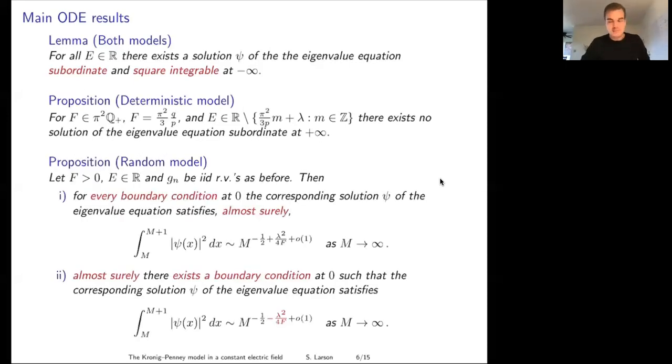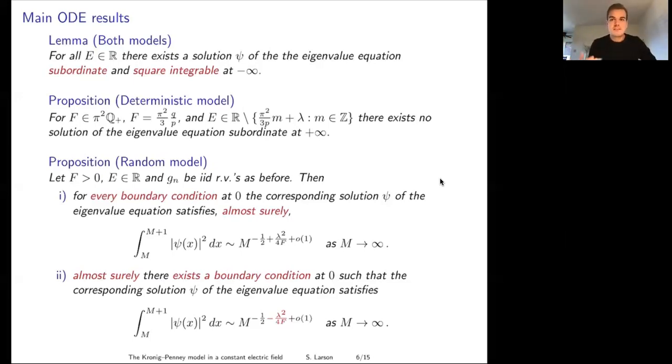So in the random case, things get a bit more complicated, maybe more interesting as well. Here we fix field strength and energy and let the coupling constants be random variables as in the theorem. Then we have two statements. The first is that if you fix a deterministic Robin boundary condition at 0, and look at a non-trivial solution of the equation towards plus infinity, then almost surely, if you integrate the modulus squared on a unit interval from m to m plus 1, that quantity is essentially m to the minus 1/2 plus lambda squared over 4f, plus some small remainder, asymptotically.